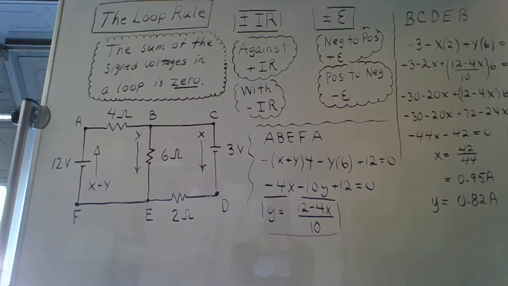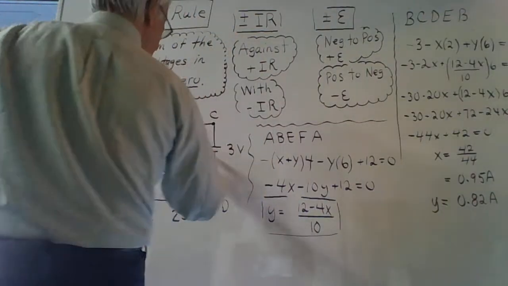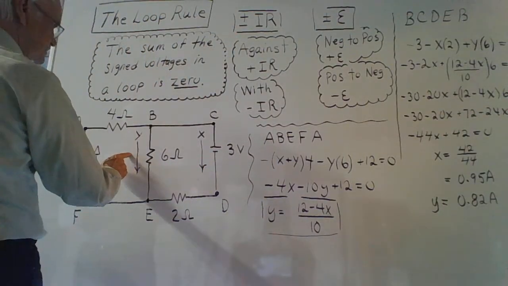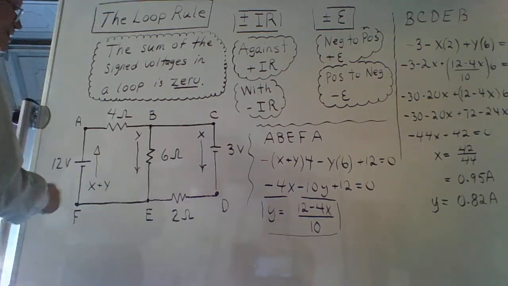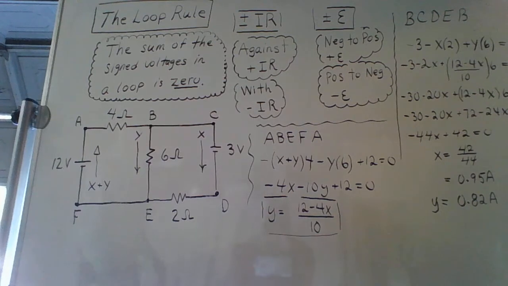So now we know the value of this current, that current, and since we know both x and y, we know this current as well. So we know the current everywhere in this circuit.